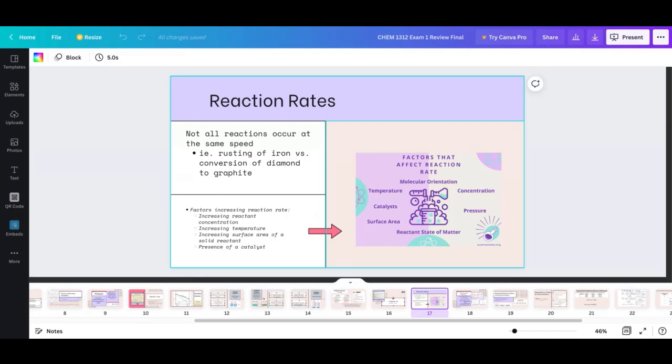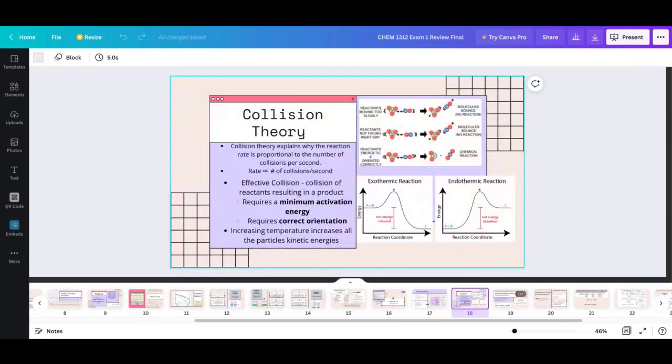Next is increasing temperature. Like we mentioned, this is going to affect the speed at which they collide, and speed is a requirement for the reaction to occur. The same principle applies to increasing the surface area, making more space for reactants to collide with one another. And finally, the presence of a catalyst, which lowers the activation energy, that barrier or that tip of the roller coaster that you have to overcome.